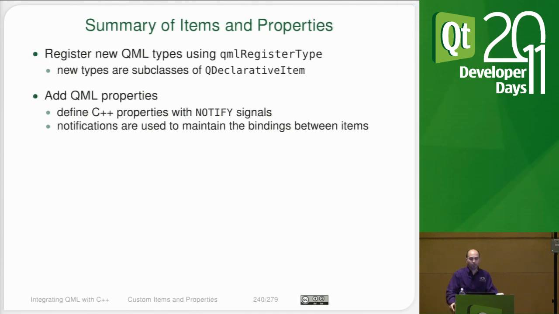So in summary, we've seen that we can create a new type with qmlRegisterType. We can make a new visual item with QDeclarativeItem, and we can add some Q_PROPERTYs. Does anybody have any questions on this? We're going to move on to functions and slots and fun things like enums. Yes?